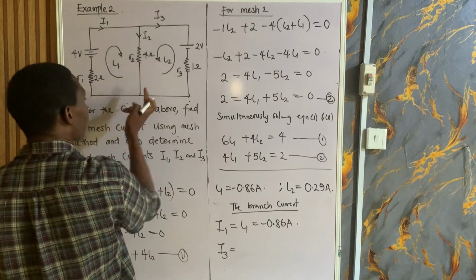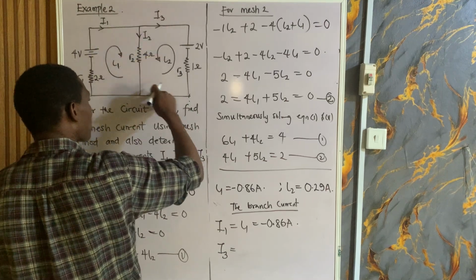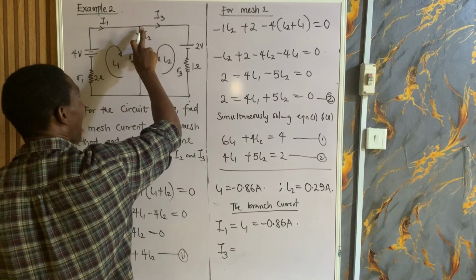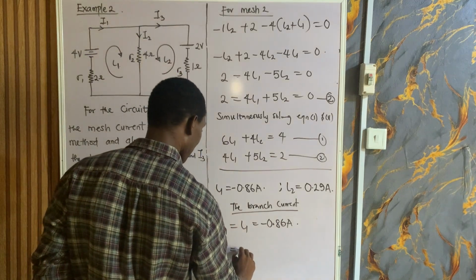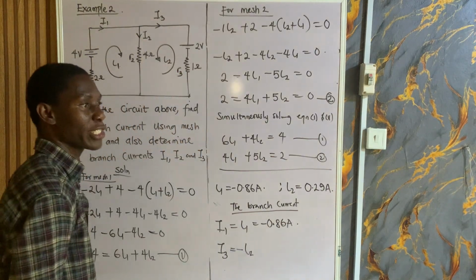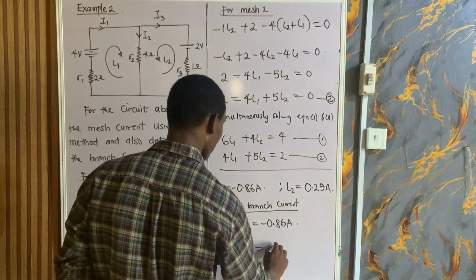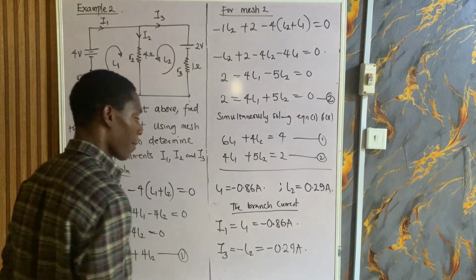Why does this I2 flow like this? So why do the two have the same value? Because I2 is still what is flowing here, here and here. They are in opposite directions. You see, I2 is going like this, and this small I2 is going like this. So it's going to be the negative of the I2. The same magnitude, but different direction. So this will be minus 0.29 ampere.